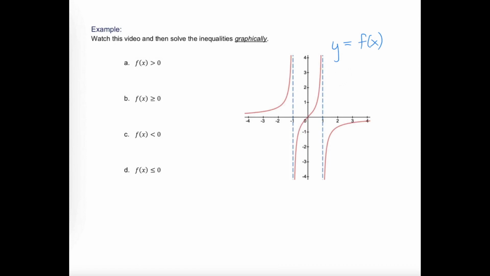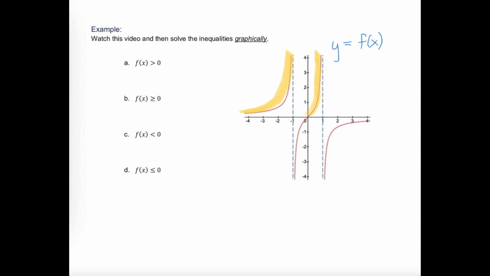Here we have the graph of a rational function, and we're asked to solve the following inequalities. First, we're going to be looking at where this function is positive. Where is f of x positive? Where are the y values positive? That's happening here. These ordered pairs have positive y values, and these ordered pairs have positive y values.